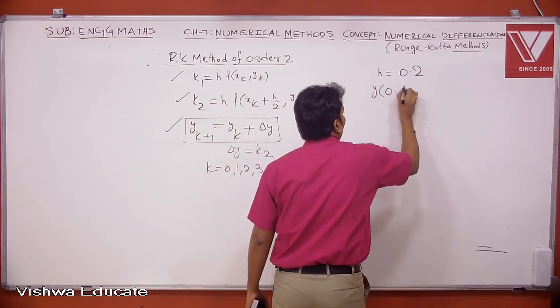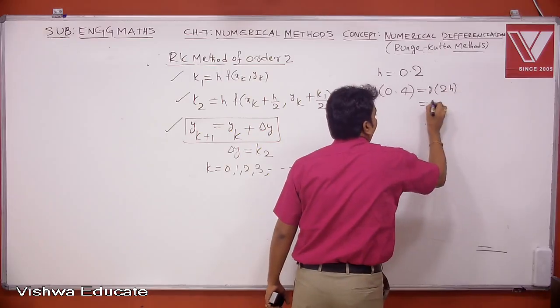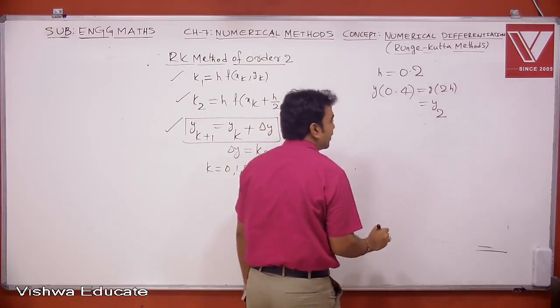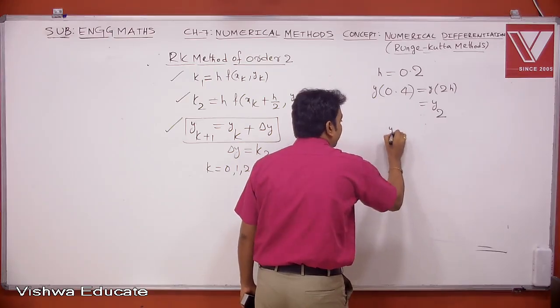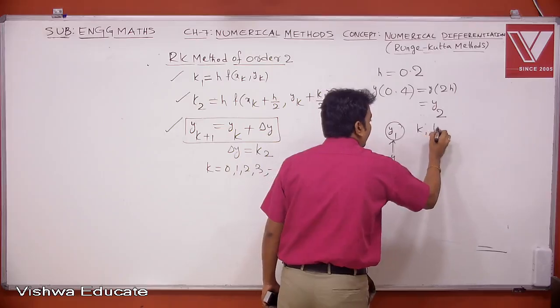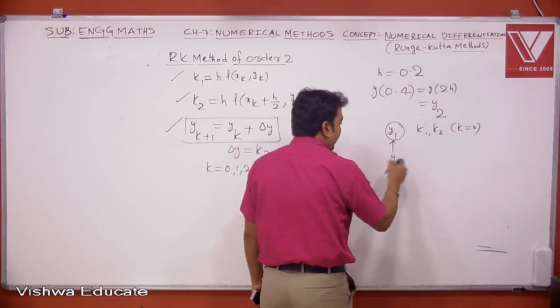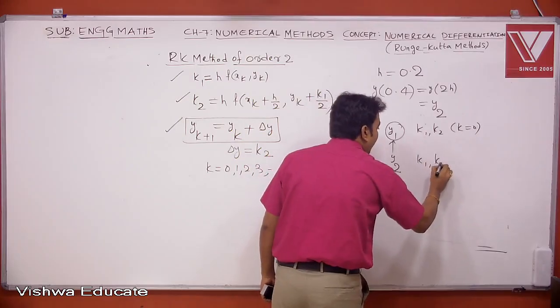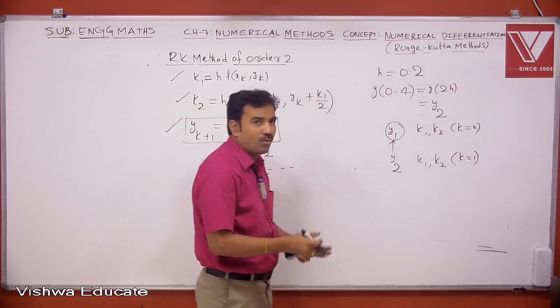If they ask you y of 0.4, this is nothing but y of 2h. Y of 2h means y2. So to get y2 value, you should know y1 value. So to get y1 value, k1 comma k2 is required. In this case, k value is 0. Now to get y2 value, again k1 comma k2 is required. In this case, k value is 1. That's it. This is the only change.